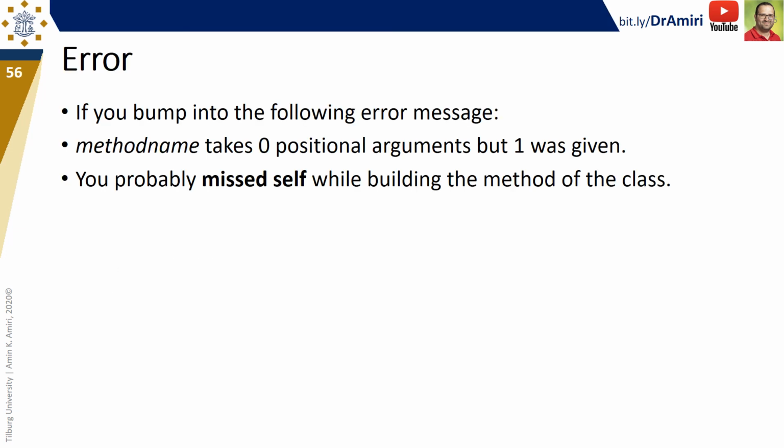First of all, you may bump into the following error message: method name takes zero positional arguments, but one was given. This happens usually when you miss adding self as an argument to the method. So keep that in mind. You always need to add self as an argument to the method of a class.